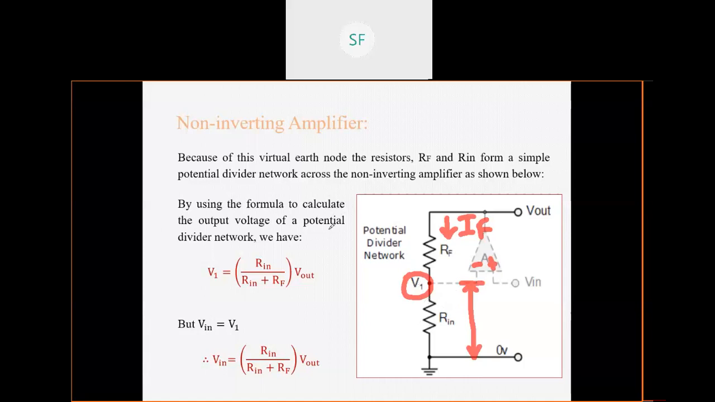Now, by applying the formula to calculate the output voltage of a potential divider network, V1 is nothing but a voltage across this Rin. So how will you calculate the voltage across Rin? The value of that resistor Rin divided by total resistance. What is total resistance? Rf plus Rin, multiplied by total voltage. Total voltage is V out. So this formula is nothing but the potential divider formula.